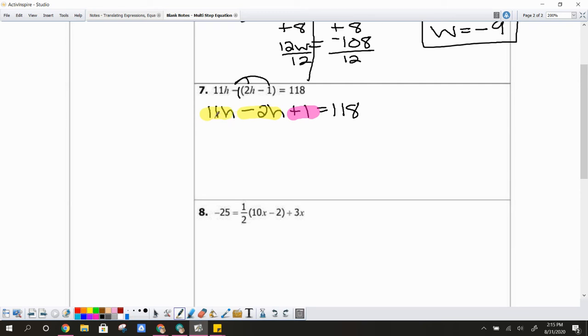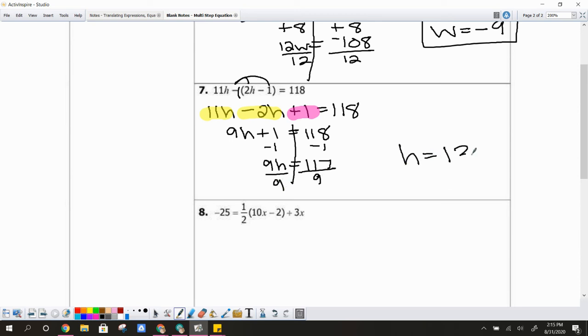We're going to go ahead and combine. We have 11 minus 2, which is 9, plus 1 equals 118. Then I'm going to go ahead and get rid of my plus 1. I have 9h equals 117, and then divide both sides by 9 to get h equals 13.